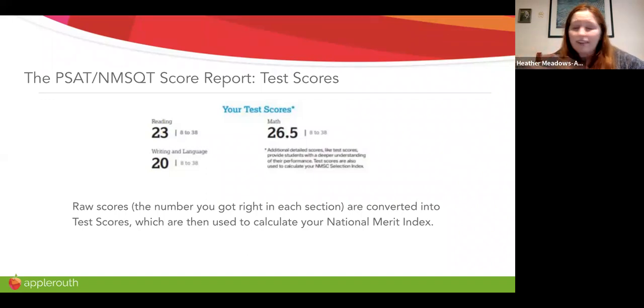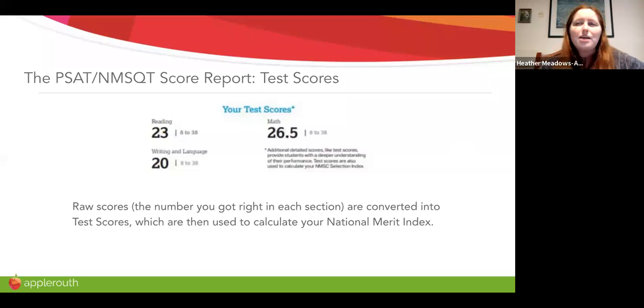How they convert them is a little bit of behind-the-scenes magic. They have different tables they use every year, and they have in-house statisticians. How exactly they do that is a little more complicated. But those test scores are only important in this talk of the National Merit Index.